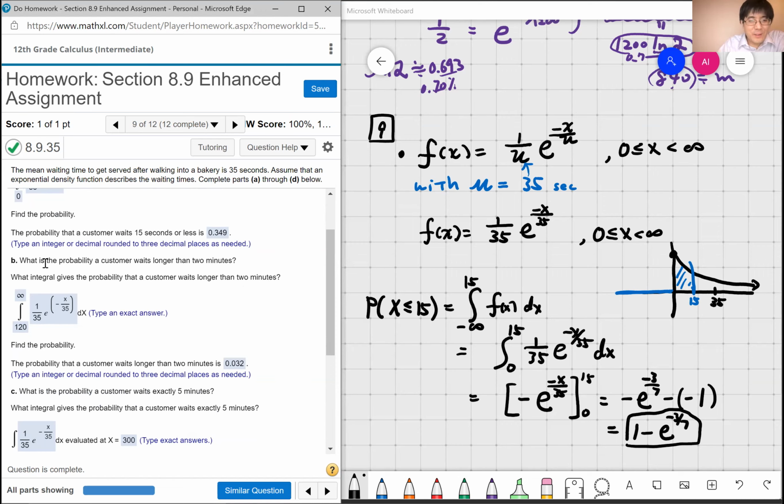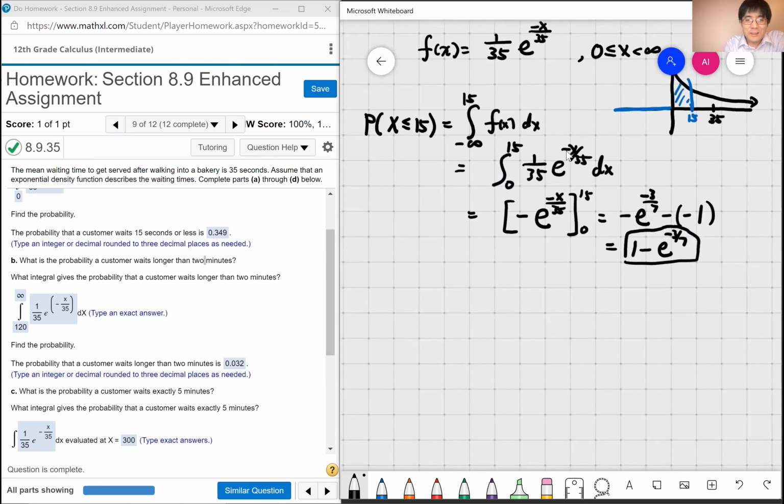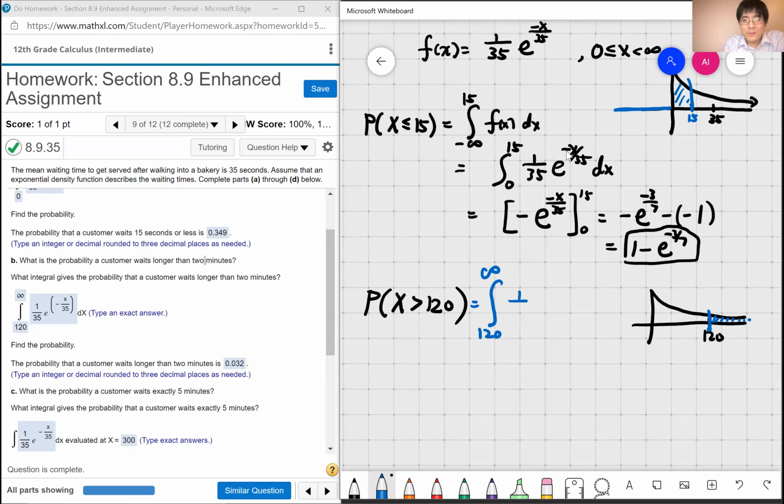Okay. Next problem. What is the probability a customer waits longer than 2 minutes? 2 minutes. Be careful about the units. This model, we are using seconds. So 2 minutes must be rewritten as 120 seconds. So we want to find the probability of the random variable, the customer's waiting time, to be greater than 120 seconds. So now we are looking at this region, 120 or larger. The problem is to find the area from 120 through infinity of the same function.